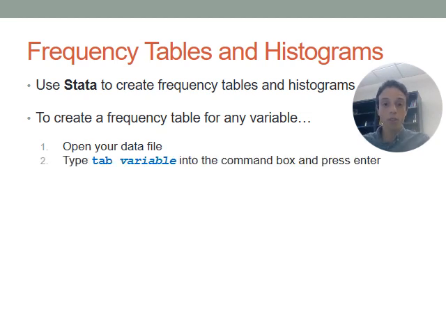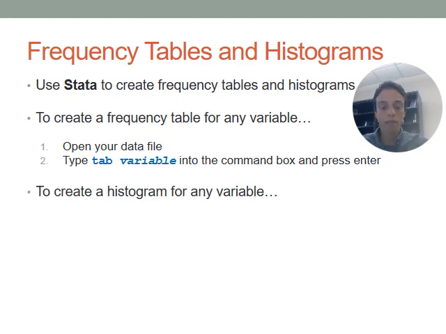Once your data file is open, you'll see a command box, which will be a place where you can type things in. To get a frequency table, you're going to type in this blue command here, so the word tab followed by the variable name, and then press enter.